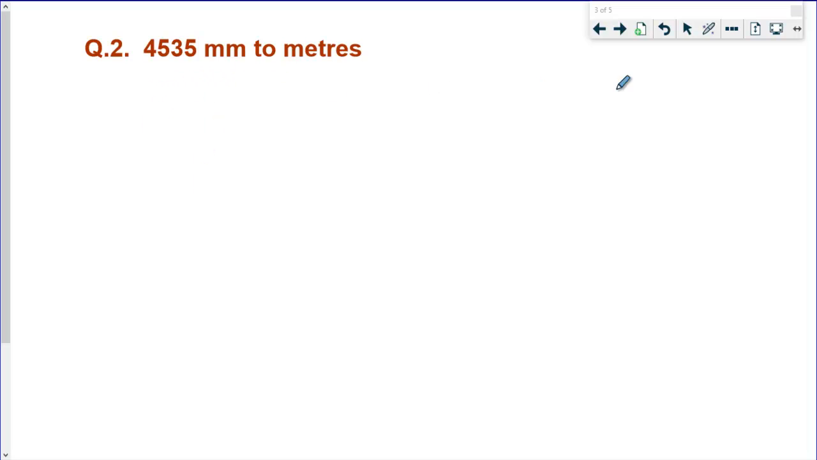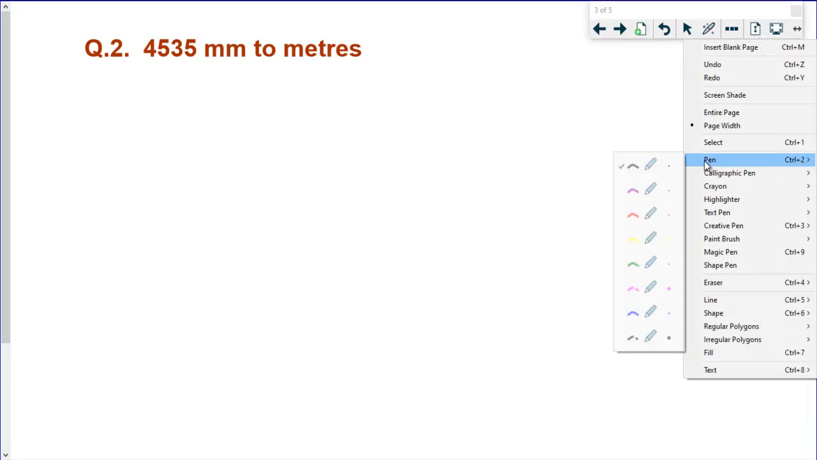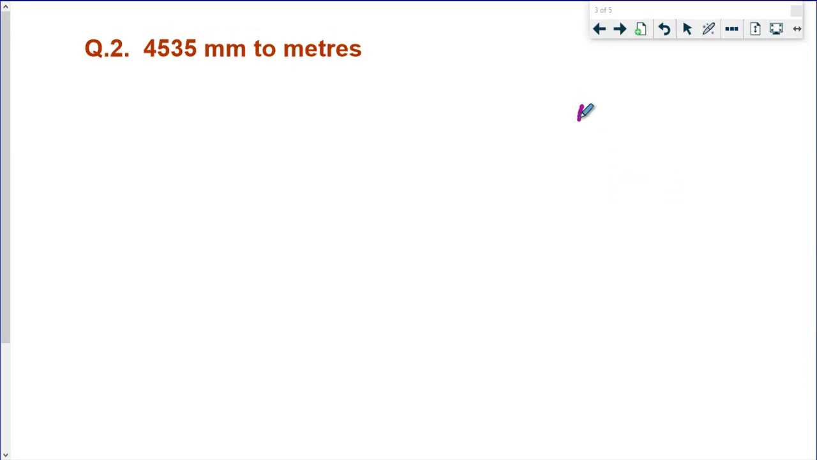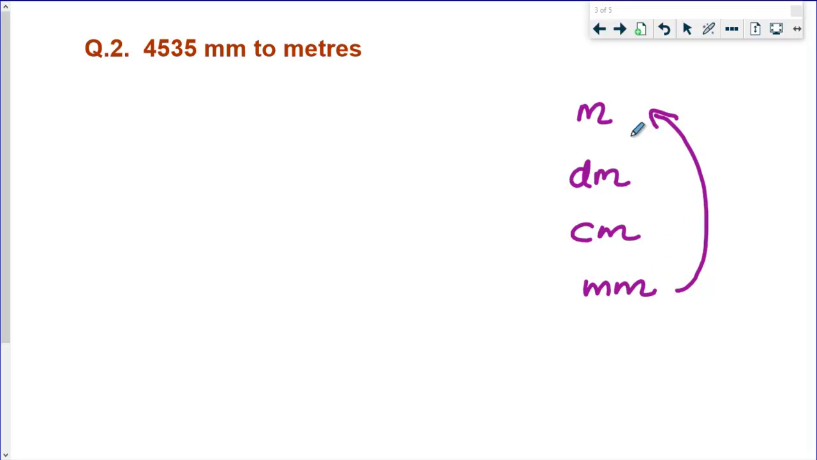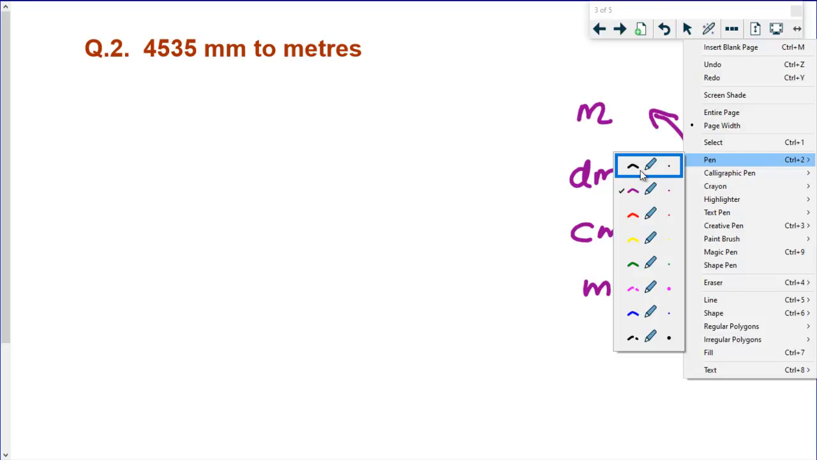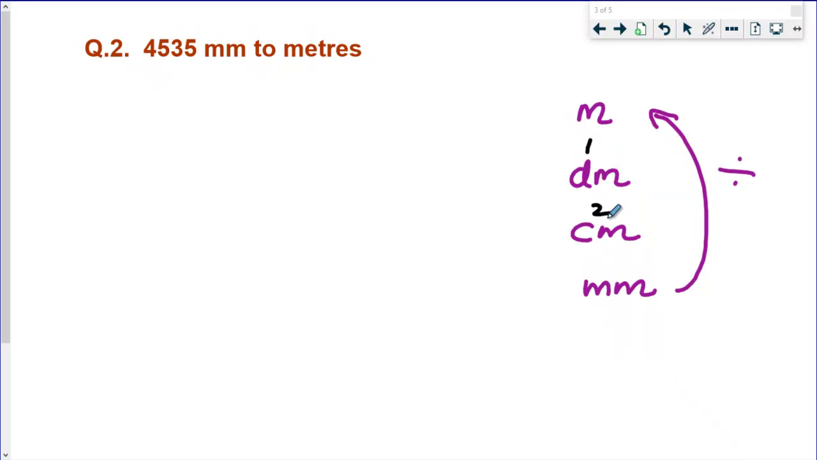Now here we want to convert 4535 millimeter to meter. So here we can write the units. What are the units? We can start from meter, decimeter, centimeter and millimeter. Here we want to convert from millimeter to meter, that is conversion is from small to big, so we have to divide. Now in between these two, how many tens are there? 1, 2, 3, so we have to divide it with 1000. So here we can write 1 millimeter is equal to 1 by 1000 meter.